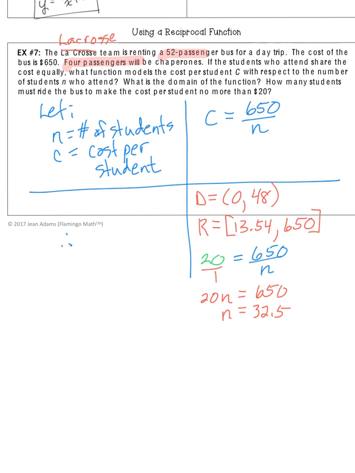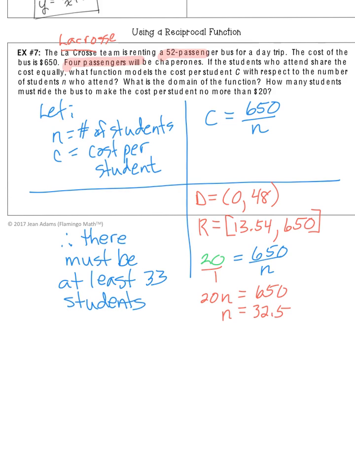So therefore, there must be at least 33 students to keep the cost to $20 per student. Well, no matter how much I try, it's no longer looking like an E. And there we go. Have a great day.